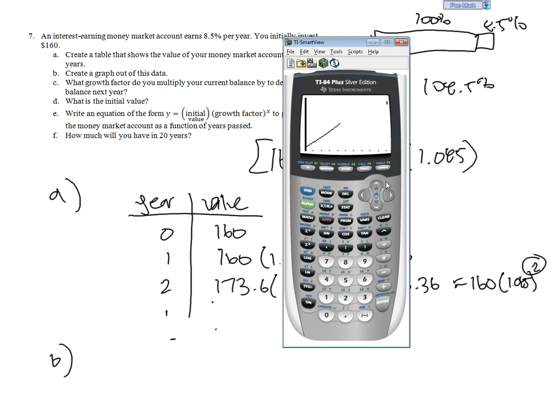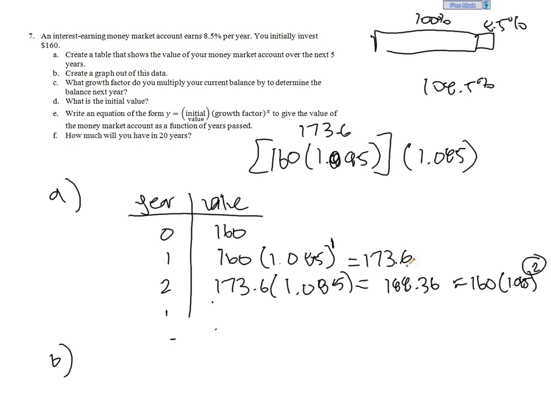So there it is. And you can start to see the curvature already a little bit, that as you grow this more and more, the amount of balance growth actually gets bigger. So this was a $13.60 gain from year 0 to 1, but then it was almost a $15 gain from year 1 to year 2. So in letter C, what growth factor do you multiply your current balance by? Well, that's 1.085. What is the initial value? The initial value is $160.